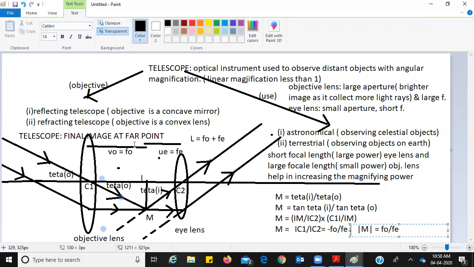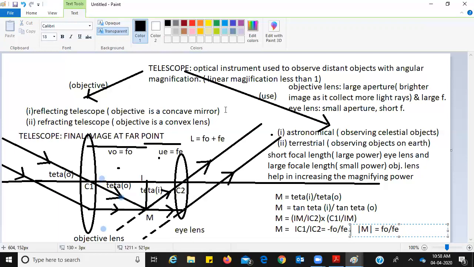We'll move to the next, or is there still a doubt? So it's clear. In the near point case, the only difference is that the image is formed at the near point. It doesn't go till infinity. It's formed at the near point.